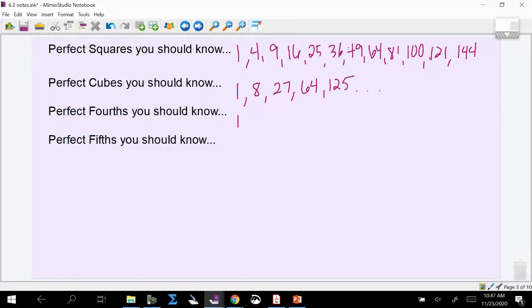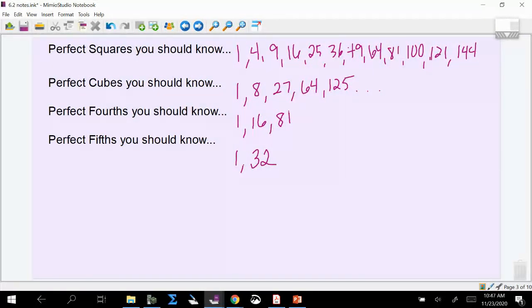So 1 to the fourth, 2 to the fourth is 16, 3 to the fourth is 81, and honestly, after that, you don't see a lot of 4 to the fourth or 5 to the fourth because the numbers get really big. And then for your perfect fifths, again, obviously 1 is a perfect fifth, 2 to the fifth is 32, and truly after that, we don't go much higher with our simplifying. We could do 3 to the fifth, it's 243, but you start to get really big numbers after that. So these are the common ones that you should know.